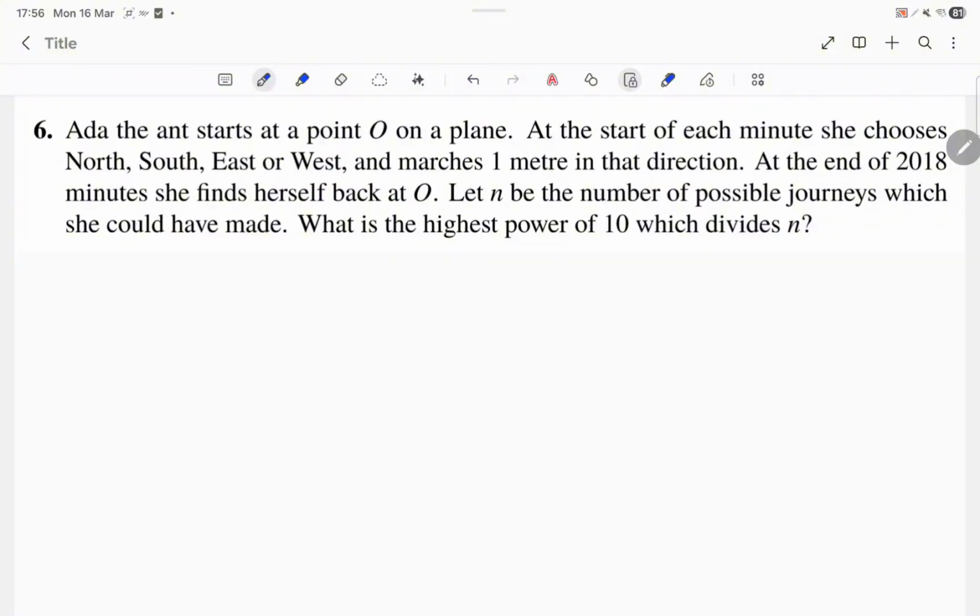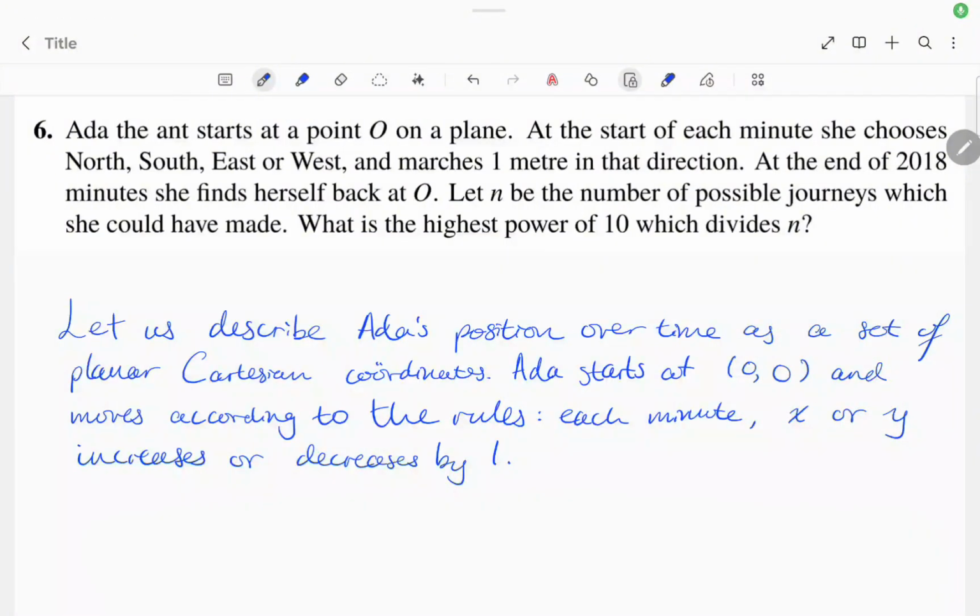Pause the video to have a think, and once you're ready, restart to see if you were correct. Let's get started with the first step in the question.